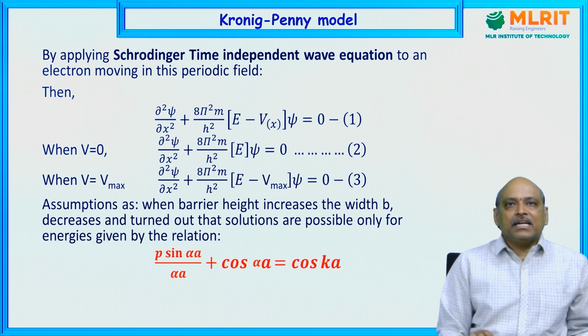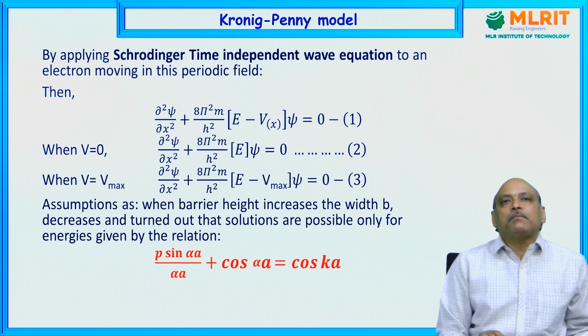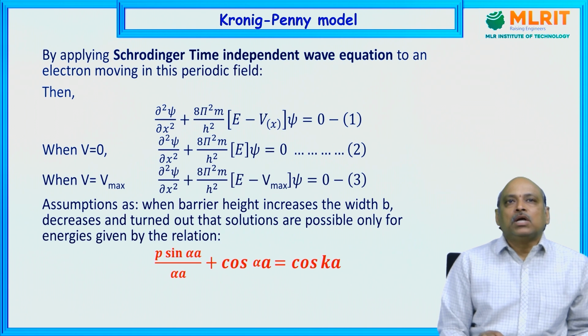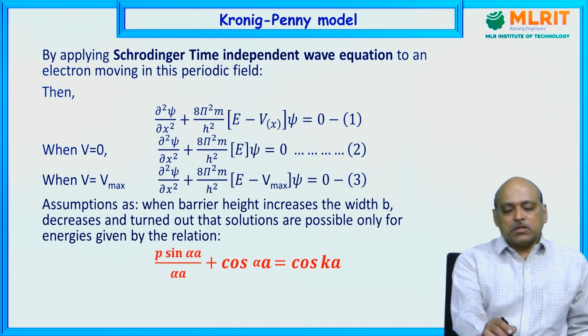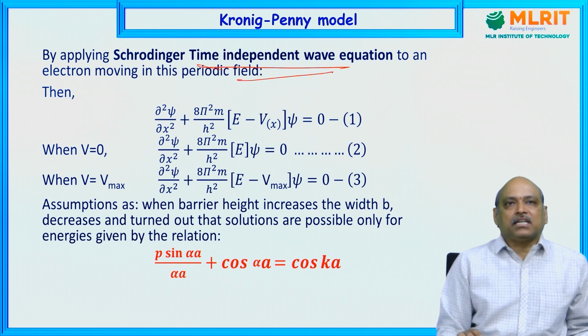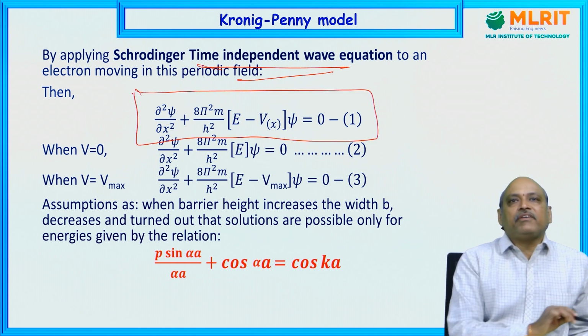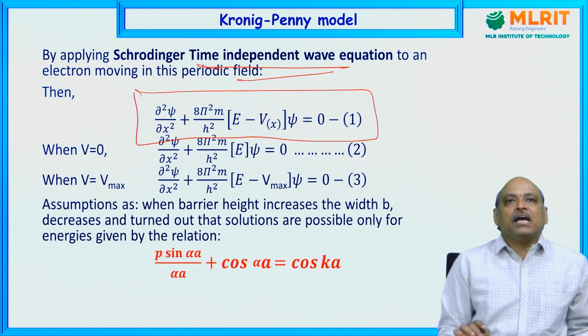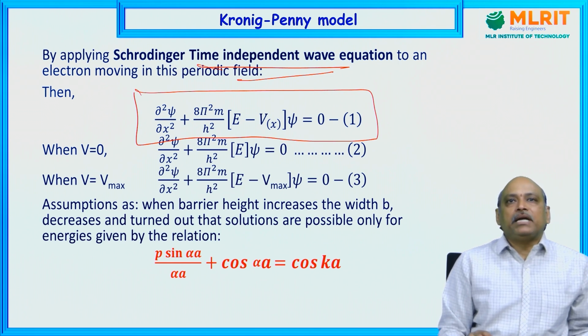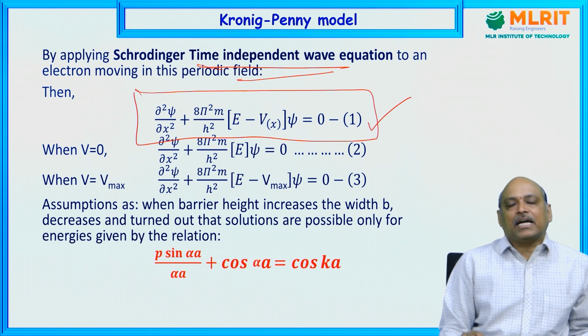Now, by taking this, these two scientists applied the Schrödinger time independent wave equation to that moving electron. According to the Schrödinger time independent wave equation, we know that when an electron or any particle is moving, it will have wave nature. So, for a moving particle we can write an equation like this.